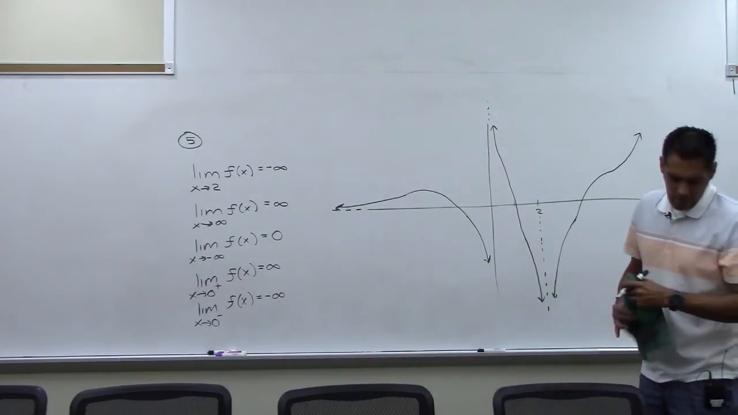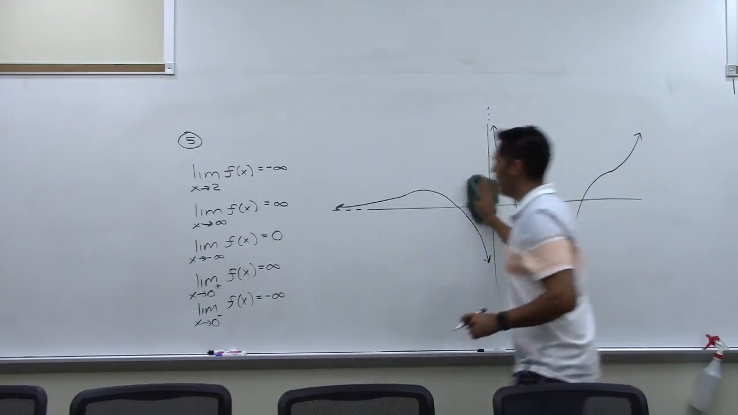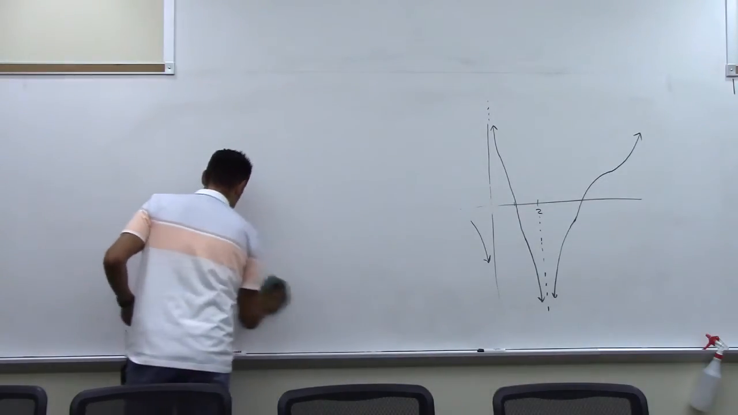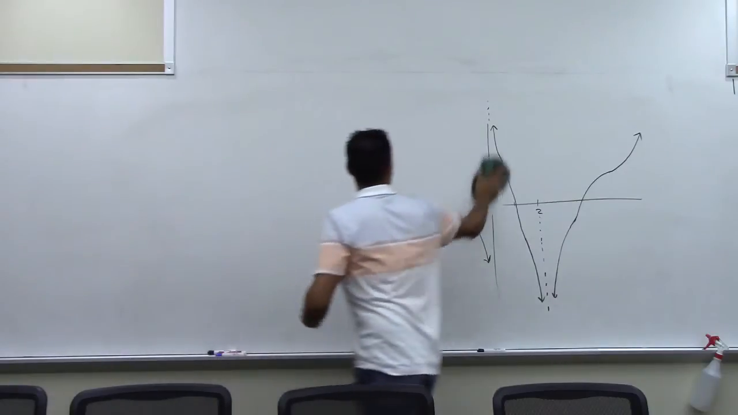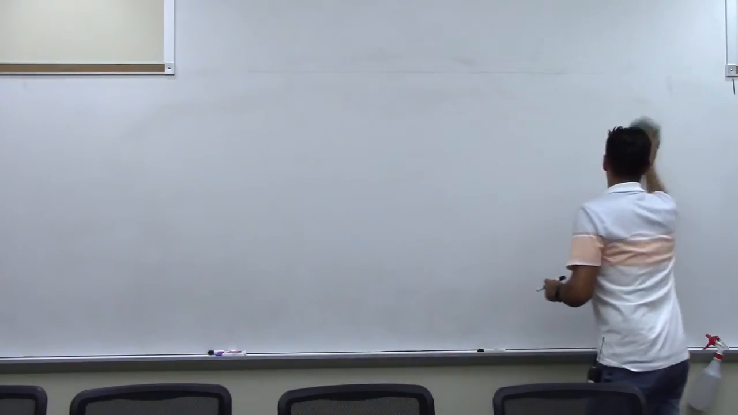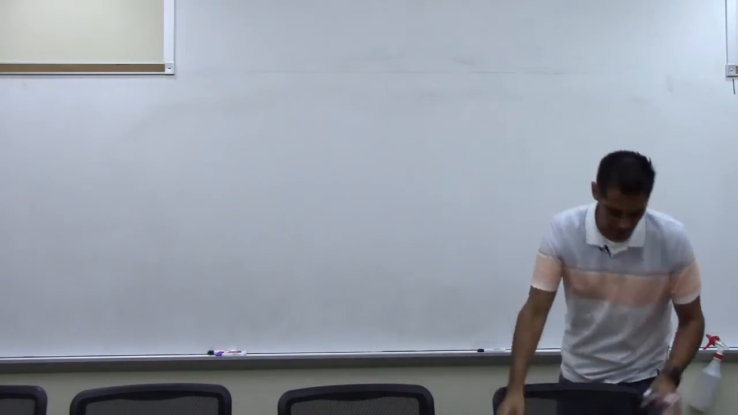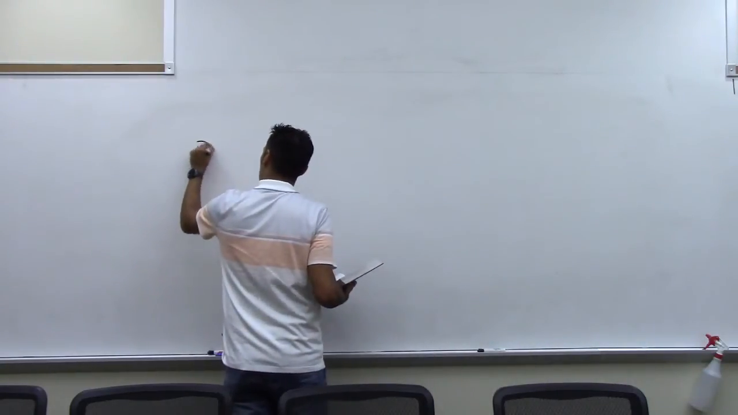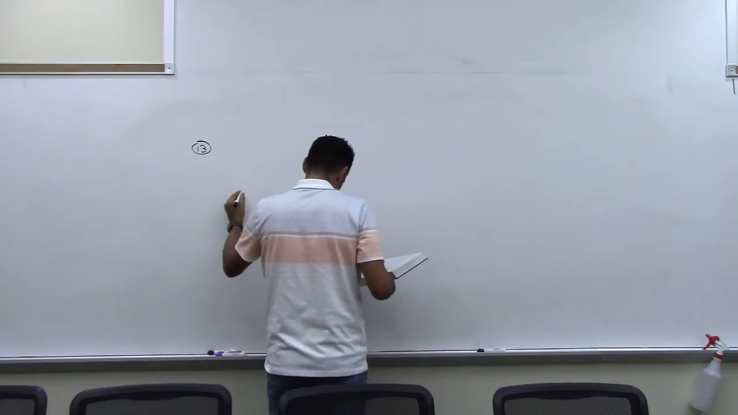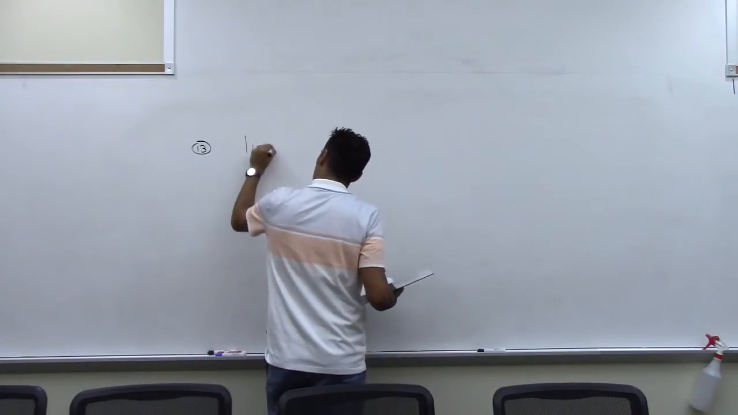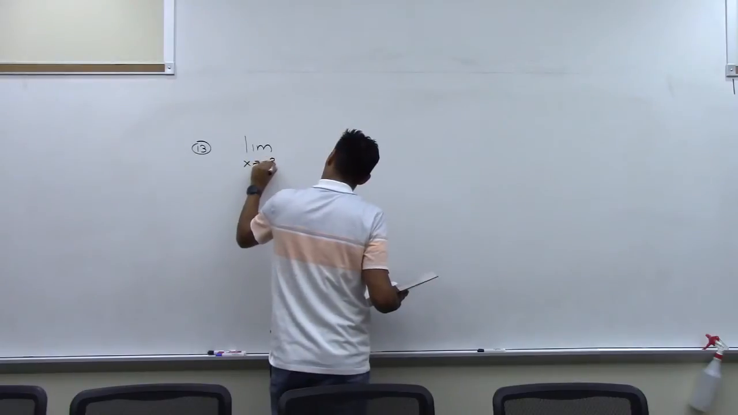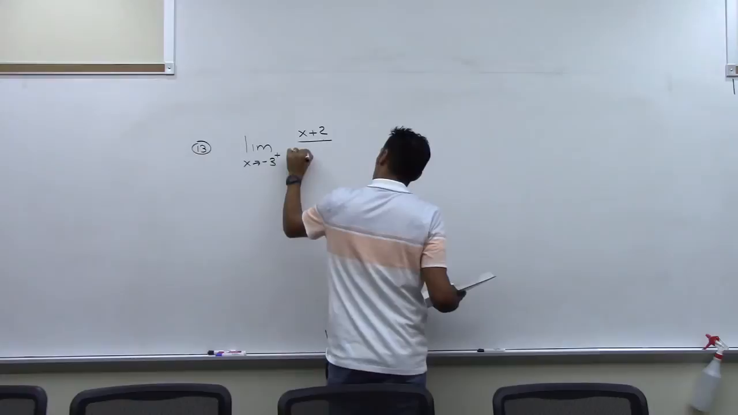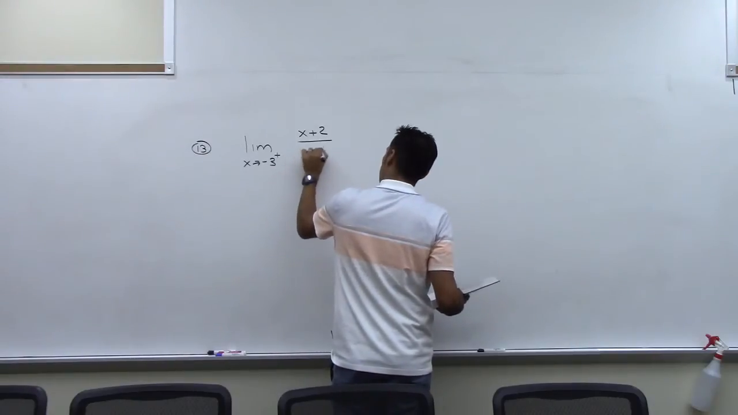Okay, now we get to the calculating of these limits by hand. So this is really the nitty-gritty here. This is the good stuff. Number 13. We have the limit as x approaches negative 3 from the right of x plus 2 over x plus 3.